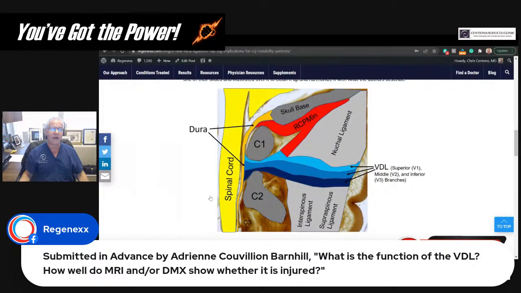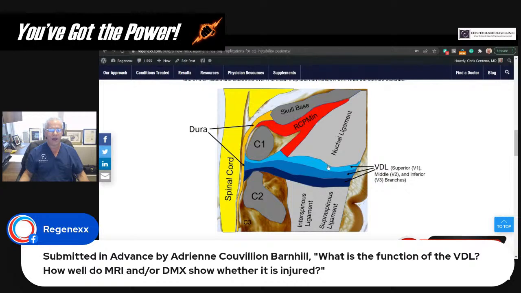So what you're looking at here is this is the spinal cord. These are the bones in the back. So this is the back of the skull here. This is the atlas or C1. This is C2. And up in here is this thing called the nuchal ligament. And then down here, the interspinous supraspinous ligament.